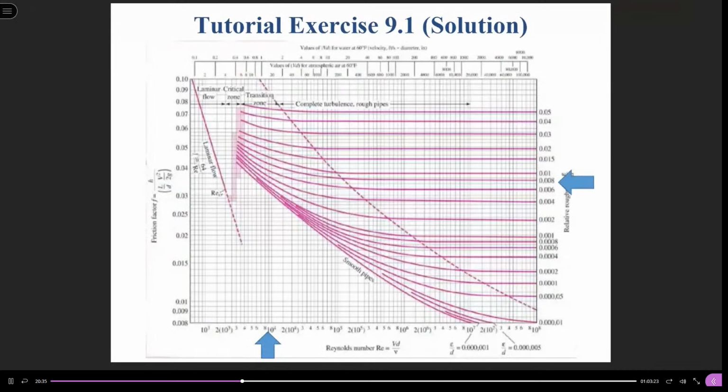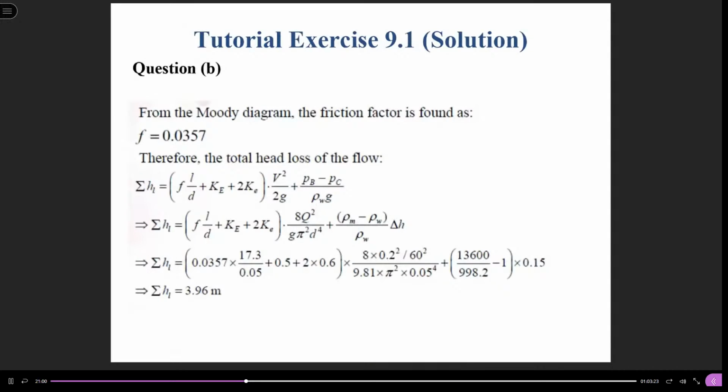And then from the Moody diagram, find the relative roughness from here and the Reynolds number from here. Then you can find the friction factor, which is equal to this value.